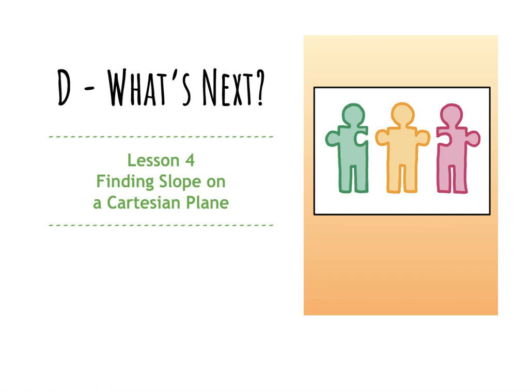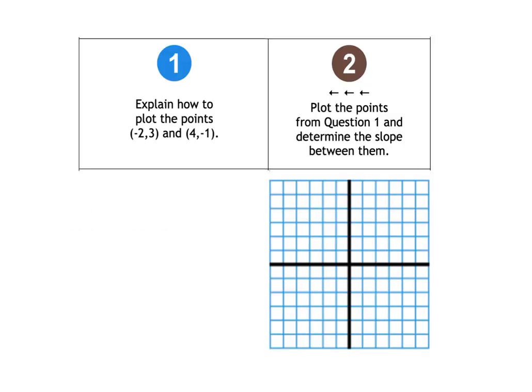Hi everyone, today we're going to be looking at lesson 4 of Unit D. We're going to be finding the slope on a Cartesian plane. This first question asks us to explain how to plot the points -2, 3 and 4, -1.